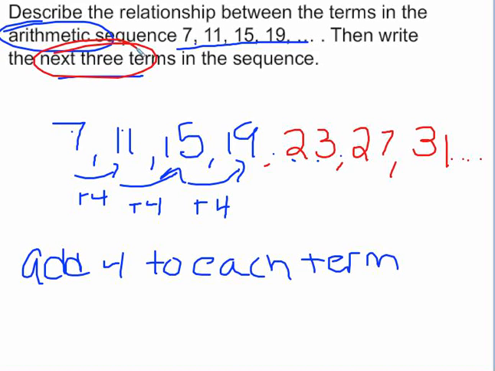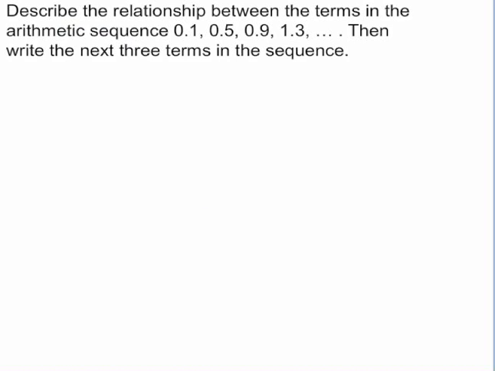Okay, let's take a look at another example. At this point, if you feel comfortable enough to pause and try to figure out what the pattern is, and then get the next 3 terms before I give you the answer, that would be a great idea. So here they ask you again, describe the relationship between the terms in this arithmetic sequence. We know it is 0.1, followed by 0.5, followed by 0.9, followed by 1.3.